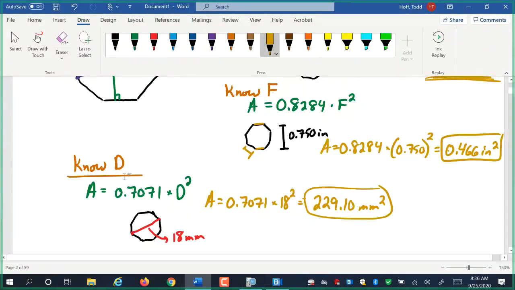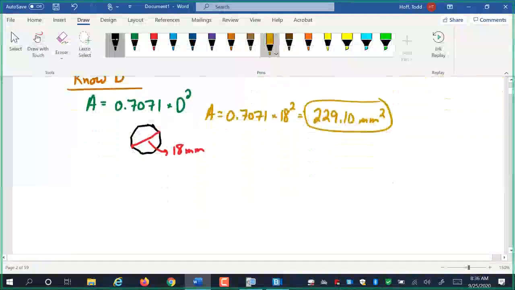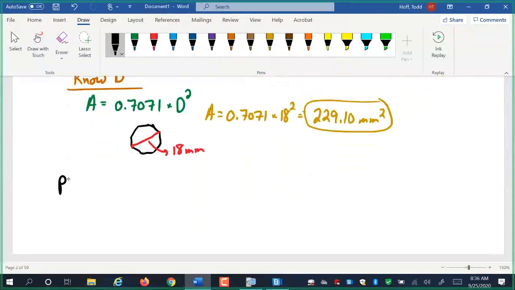These formulas, by the way, are in your packet. I believe it's page 170. So if you didn't get them all written down, they're in your packet on that page for you.